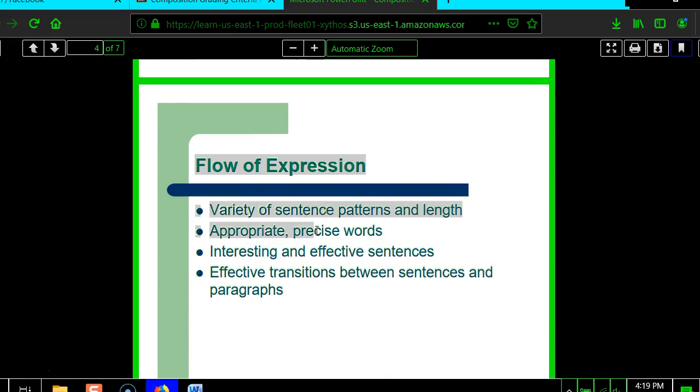The third criteria is flow of expression. We want to vary our sentence patterns. We do not want a string of simple sentences such as "the dog is big," "the dog is black," "the dog runs fast." Those simple sentences are effective on occasion to get the reader's attention. But if they occur frequently, they distract the reader from the message. Since we live in a world of distractions clamoring for our attention, keeping the reader's attention through flow of expression is vital.